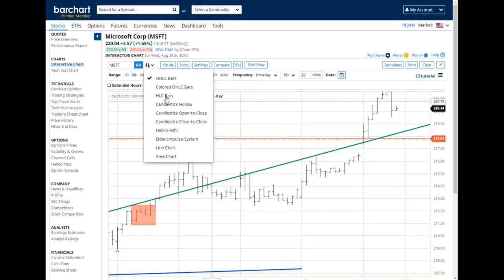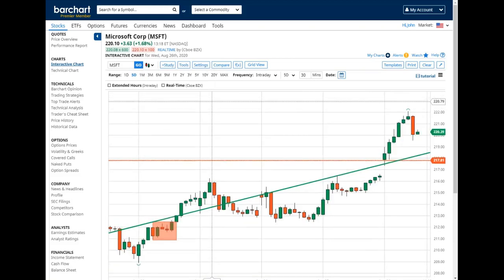So up here in this little left-hand corner, we can change our standard open, high, low, close bar chart and come down and look at candlesticks. There's different types of candlesticks here, but the classic candlestick is what we call the open to close candlestick. What's nice about these is they give me a picture of momentum, and that's really what I want them to tell me.